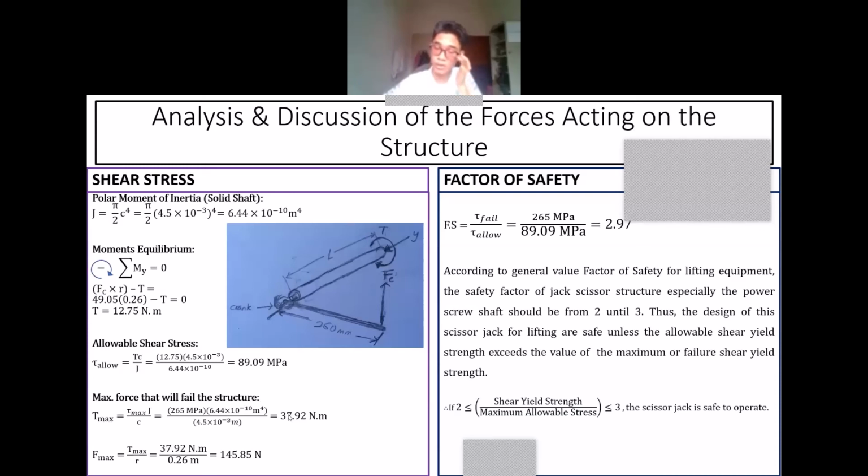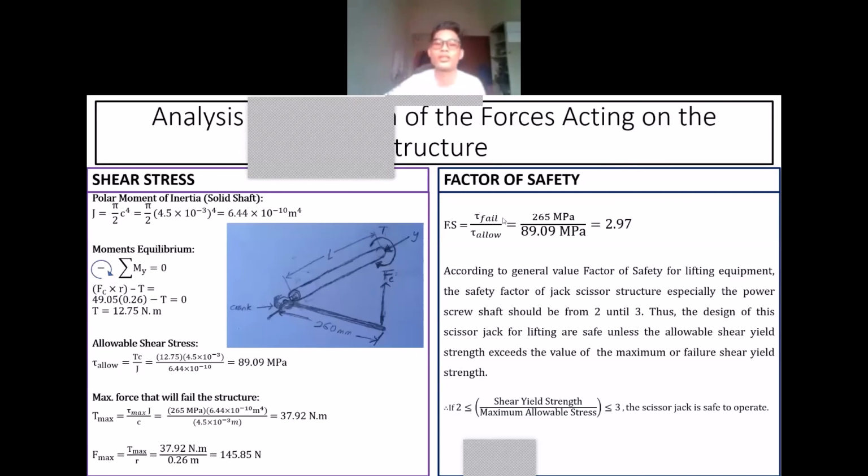So lastly, we are going to find the factor of safety. The factor of safety formula is equal to failure shear stress, or maximum shear stress, divided by the allowable shear stress. So we got 265 megapascal divided by 89.09 megapascal, and we got the factor of safety equal to 2.97.